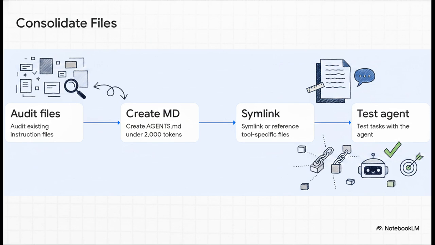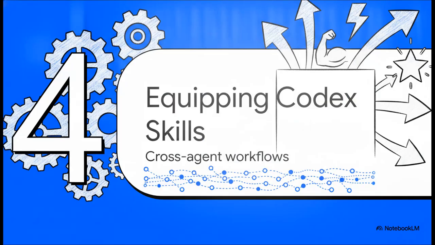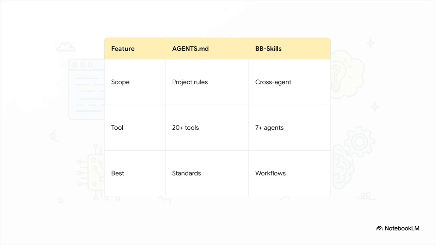Pretty straightforward, right? Moving right along to Section 4, equipping Codex with skills. This is where we enable those sweet cross-agent workflows. Okay, once your agent understands the basic rules of your project, it's time to equip it with some serious superpowers using modular skills. Now, while agents.md sets your project's baseline, you really want to leverage these skills for dynamic actions.